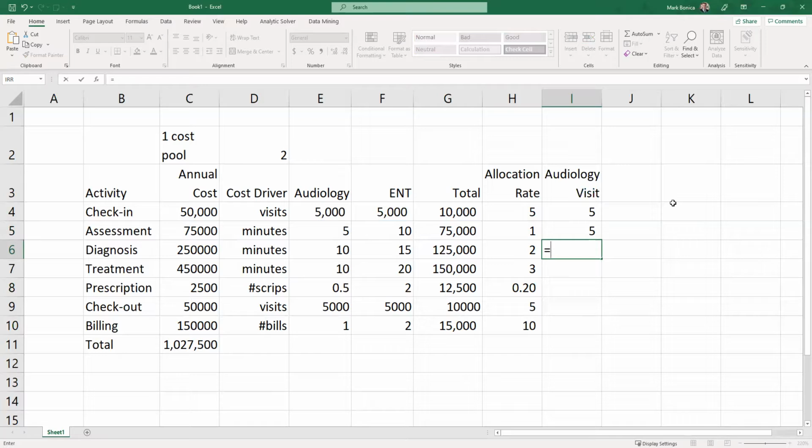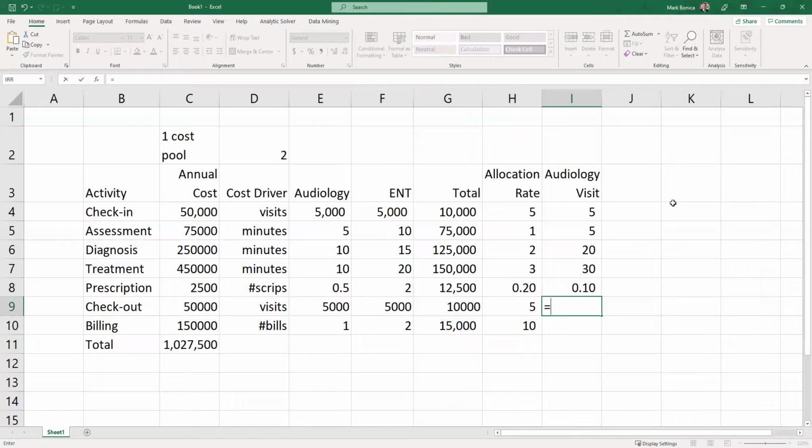All right. How about diagnosis? Well, if you go to audiology, you get 10 minutes of diagnosis times $2 per minute gives you $20 in diagnostic costs. You get 10 minutes of treatment times $3 per minute for treatment gives you $30. Prescription, you get a half a prescription on average at an average cost of 20 cents per prescription, gives you 10 cents.